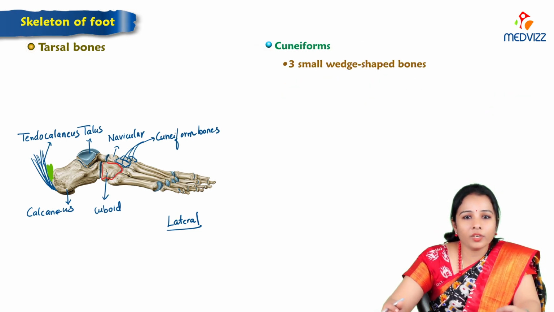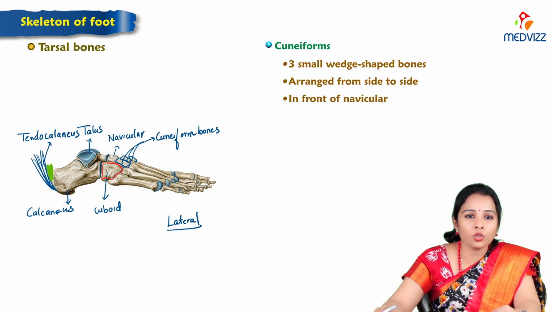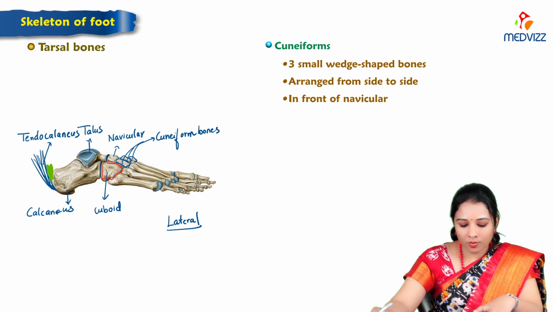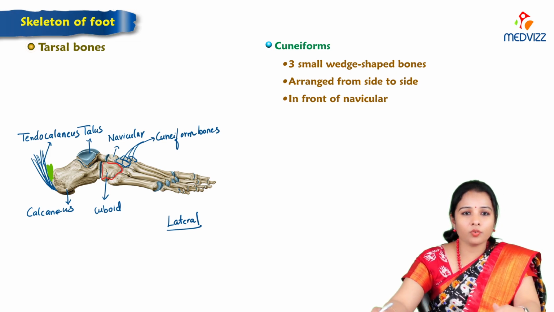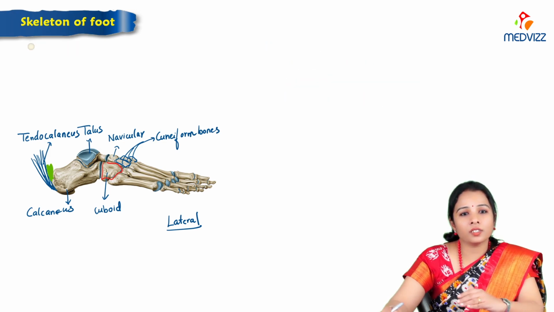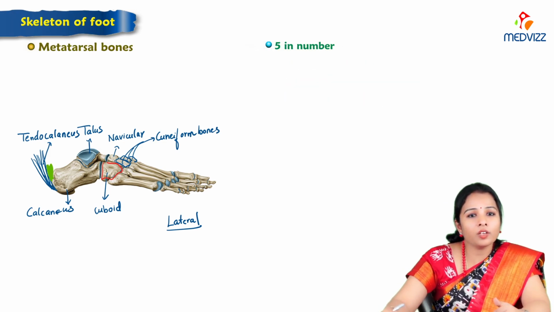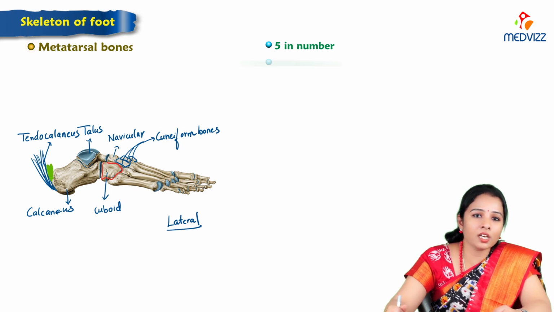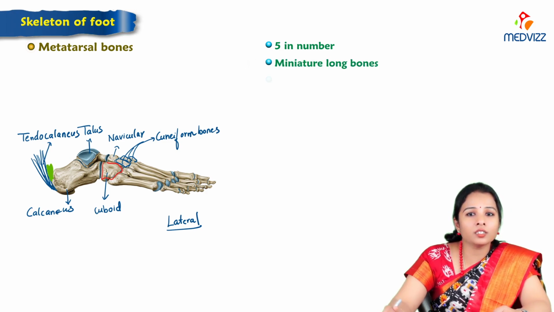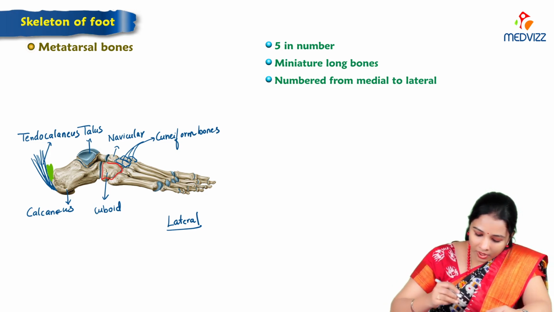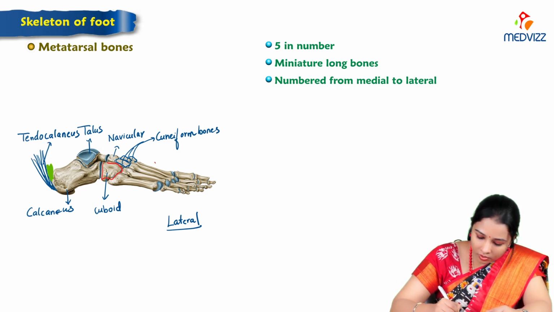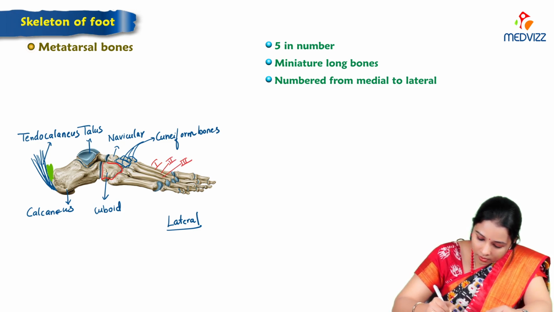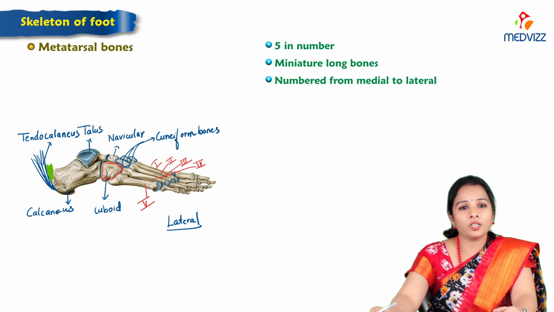There are 3 small wedge-shaped bones which are arranged from side to side in front of the navicular, called cuneiform bones. So the cuneiforms are medial cuneiform, intermediate cuneiform and lateral cuneiform. And there are metatarsals. There are 5 metatarsals. These metatarsals are miniature long bones, and they are numbered from medial to lateral, that is from great toe to lateral. So here is the first one. This is second, third, fourth, and this is the 5th metatarsal bone.